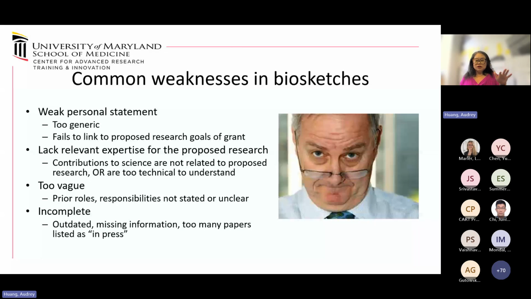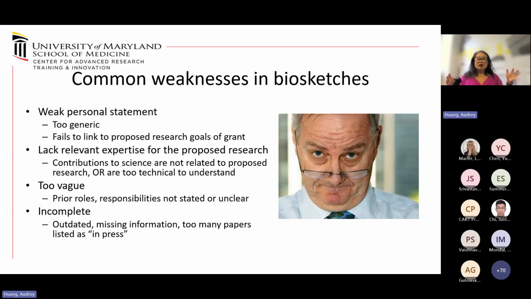Okay, common weaknesses in biosketches. Weak personal statement. Generally, it's too generic. Somebody's just written a first-person story about their whole career path and not pulled anything out because they decided to do a generic one. It's not related. There's no mention of the grant being proposed. There's no mention of anything specific, and it just floats on its own. It doesn't really say, hi, I'm the right expert to do this work.